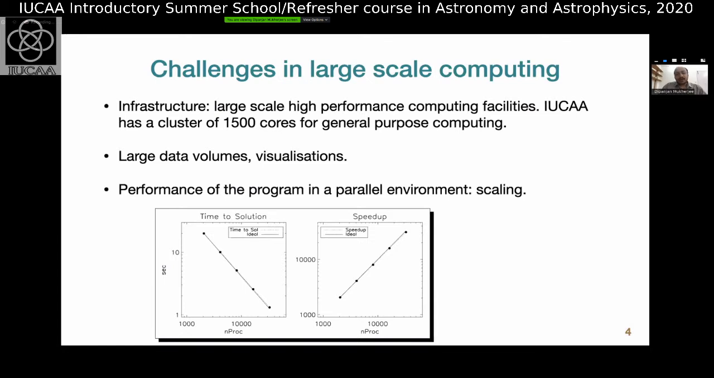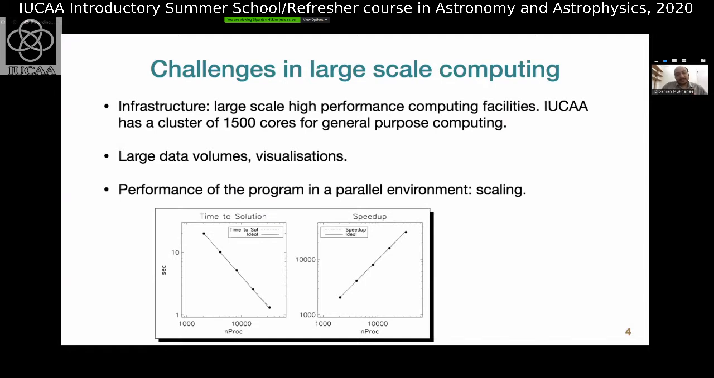One important thing we all have to focus on while doing this computing is performance in a parallel environment, which we call the scaling of the problem. I've presented a cutout from the Pluto user guide, which shows two typical scaling plots. This is something we have to demonstrate to the supercomputing facilities before we can run our programs, because we have to show that our programs are efficient enough to run on large-scale facilities and will not waste resources.